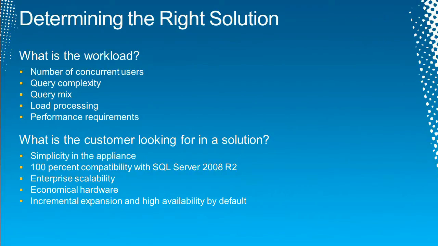It's going to be the query complexity. One of the key things that Brian identified there was the load process as well. Okay? If you have large amounts of data loads with consistent query processing, what you probably want to look for is PDW rather than fast track architecture.